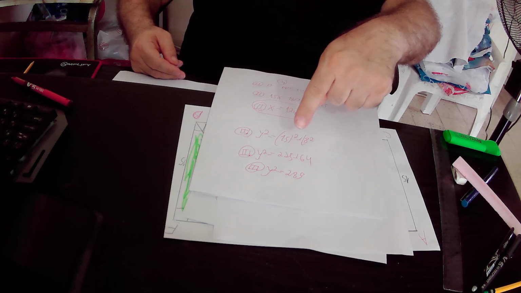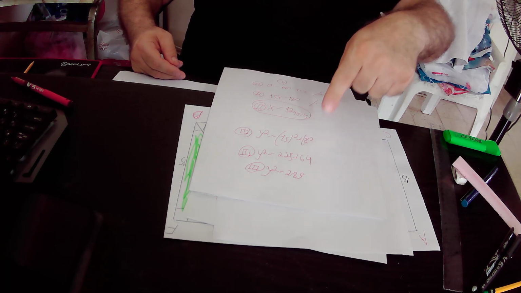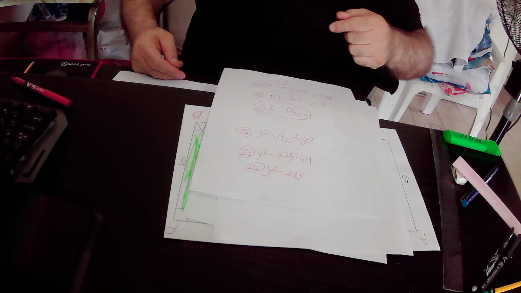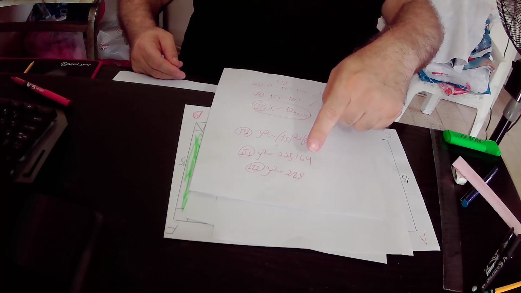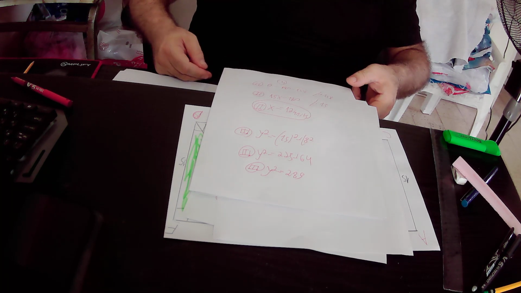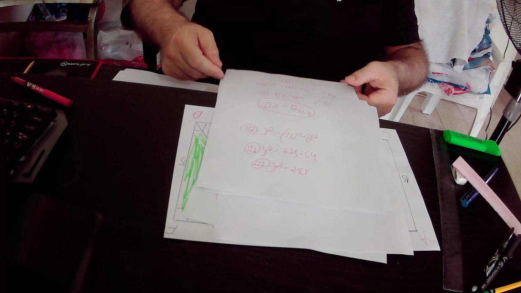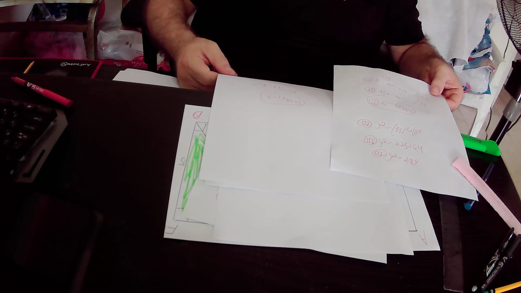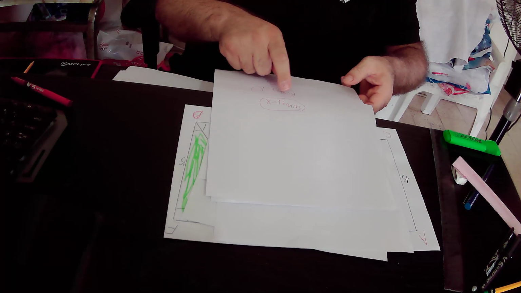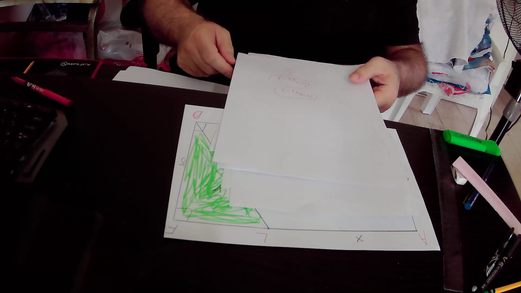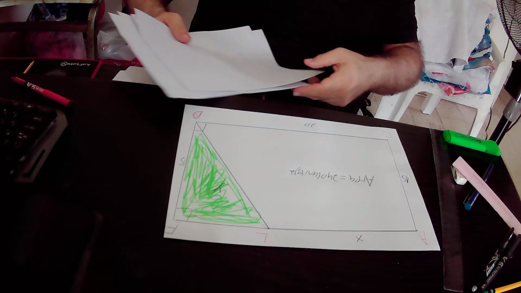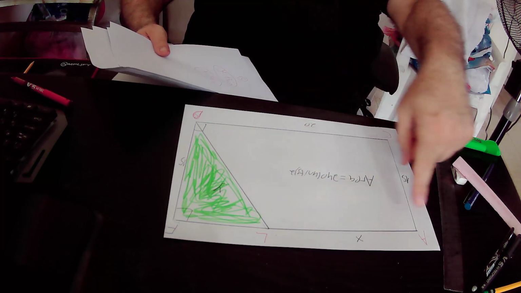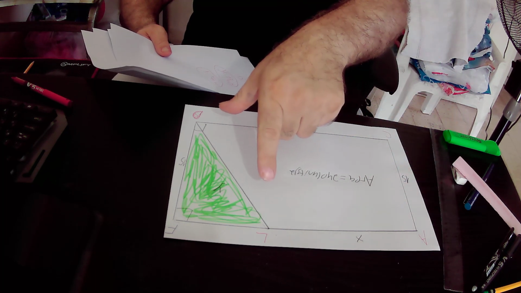15 squared is 225, 8 squared is 64. So we got that y squared equals 289. We take the root of equation number 3. And we got that y equals 17 units and x equals 12 units. Okay, so the answer to the question is that x equals 12 units and y equals 17 units.